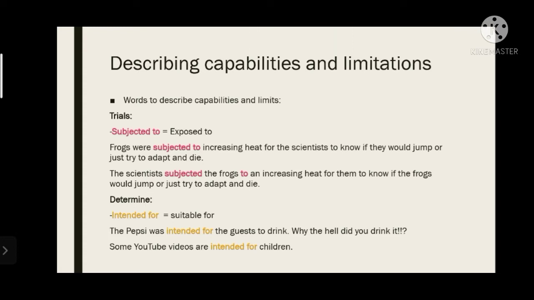But the second sentence, some YouTube videos are intended for children. يعني المقصد من عملها إنها الأطفال يتفرجوا عليها. Yes, this one we can use suitable for in. Some YouTube videos are suitable for children. In this case, yes, we can use intended for and suitable for interchangeably. But in the first one, we cannot do this. So we have to pay attention to the meaning of the sentence before we could choose any of these phrases.